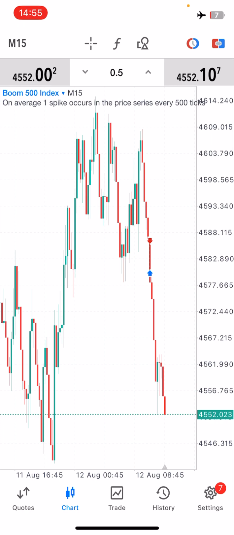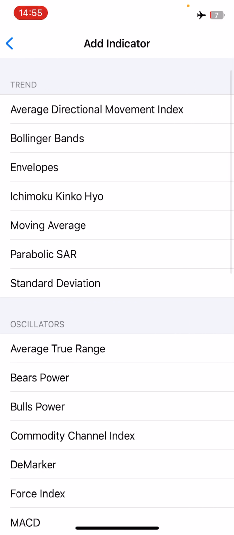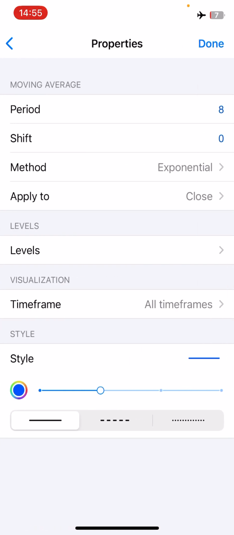So let's take a look at the indicators that we will need. Like I said, we only need about two to three indicators. The first one is going to be a moving average. So I'm going to go to my indicators and look for this moving average, and it is going to have the following properties that you see on my screen. We have a period of 8, a shift of 0. The method is exponential. We have applied to close. There are no levels required for this one. And then on the color, I chose the blue color.